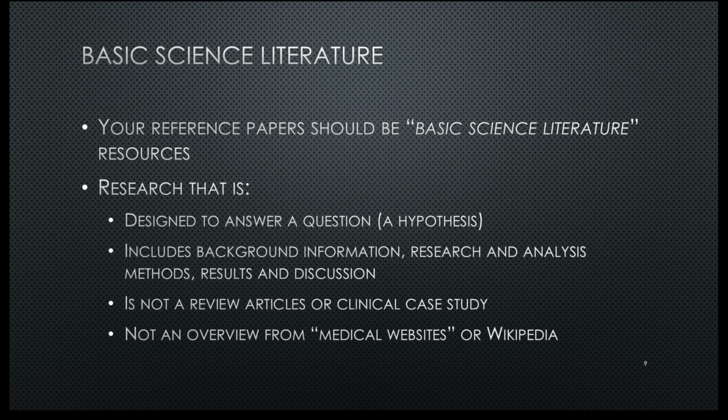Review articles and clinical case studies provide perhaps context for what you're writing, but what you're writing is essentially a review article. And so your primary papers should not be review articles. You don't want to write a review of a review. And the overviews that you get from medical websites and Wikipedia are fine for getting definitions, but that's not research. You want to look at research papers designed to answer a hypothesis, that did experiments, collected data, and did data analysis and interpreted their data. That's what research literature should be.